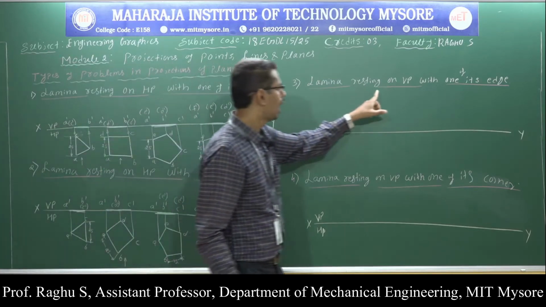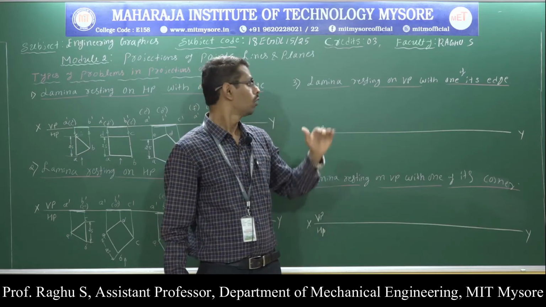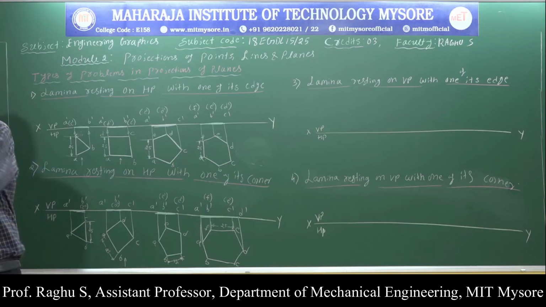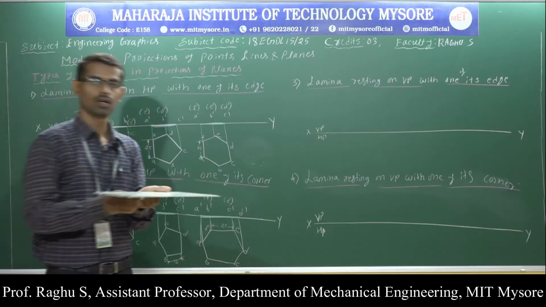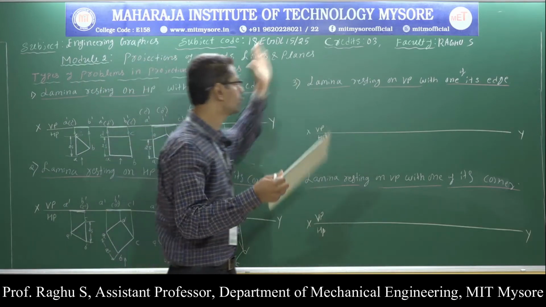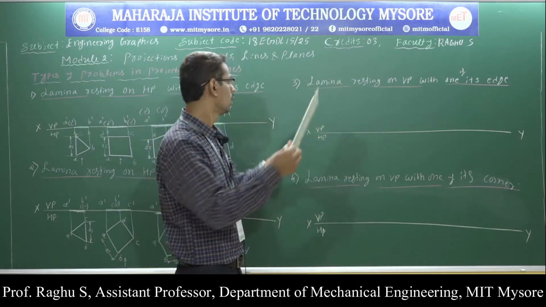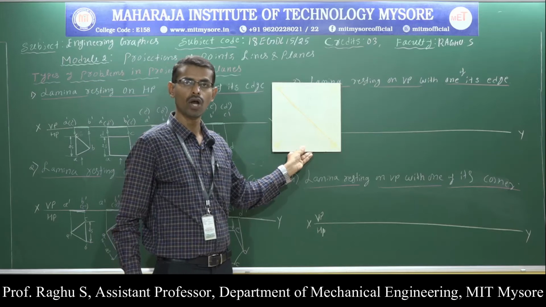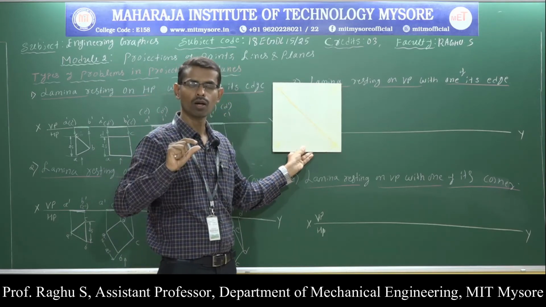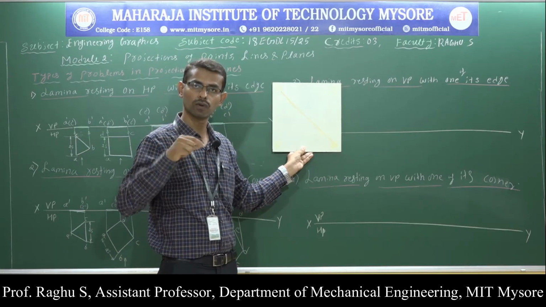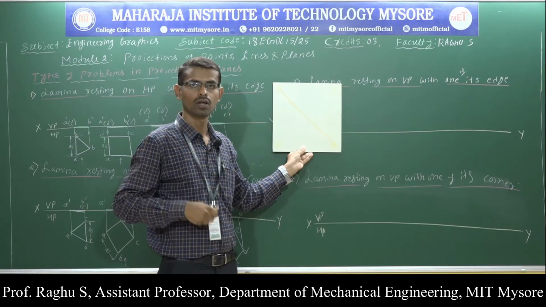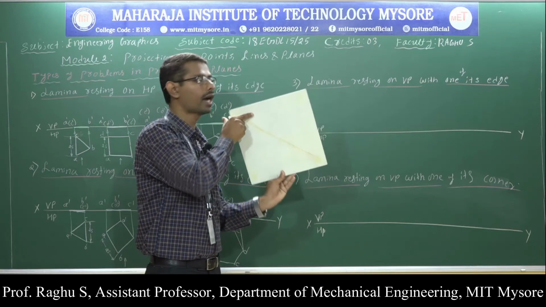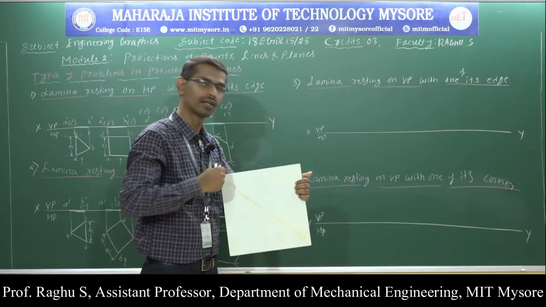Next, lamina resting on VP with one of its edges. For example, take a square lamina. The square lamina is resting on VP, assuming this wall as the vertical plane, with one of its sides. Now, in which view can I see the true shape? In the front view I can see the square shape, and in the top view the lamina looks like a straight line.